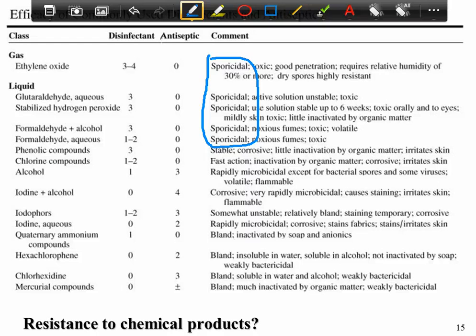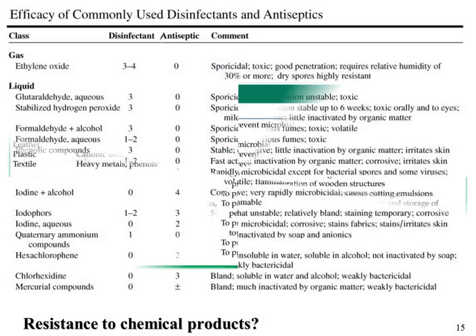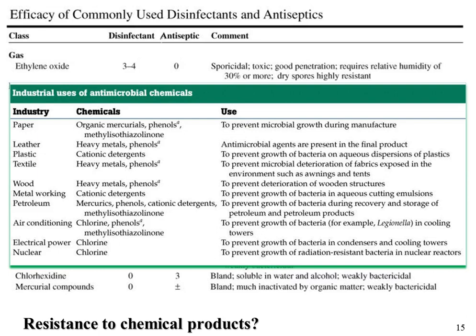Some of them have irritation or corrosive effects, like phenolics. Some of them are inactivated by other chemicals. So again, it depends on what you're trying to decontaminate, what you might want to use. And here's actually a look at some different types of things, like petroleum products and textiles and woods, and what types of agents they use as antimicrobial chemicals.